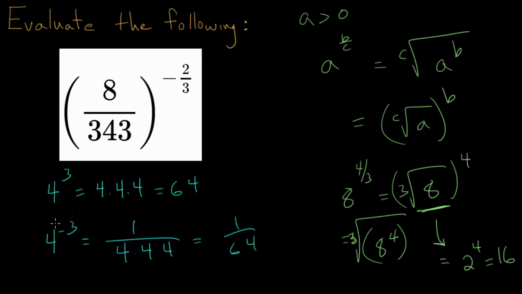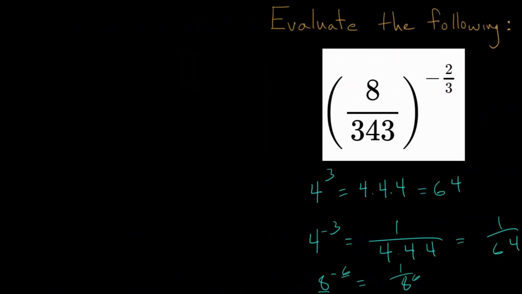So be careful with negative exponents. We don't end up with negative numbers. We end up with fractions, since we are doing repeated division. Now, the other way to see this is, let's say we have 8 to the minus 6. We can just rewrite this as 1 over 8 to the 6th power, where, again, we are dividing by 8 six different times. So now that we understand fractional and negative exponents, let's actually consider this problem.